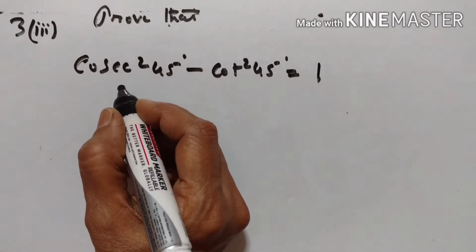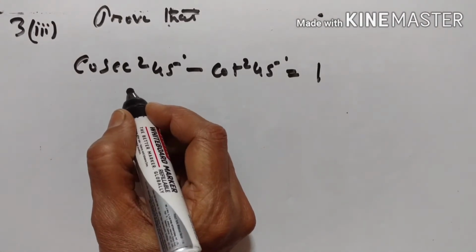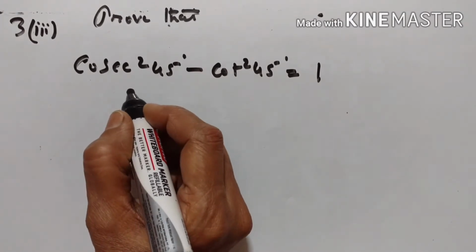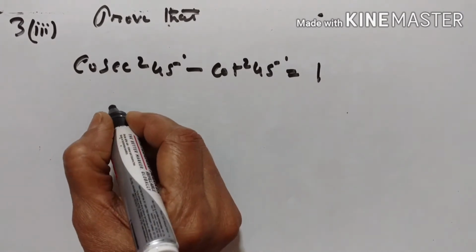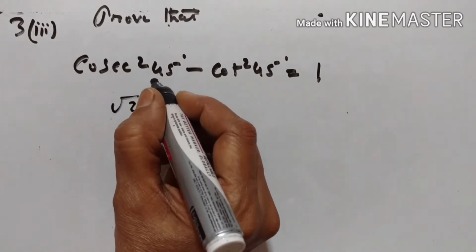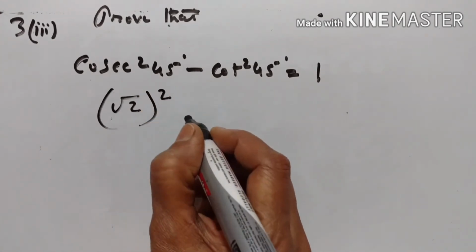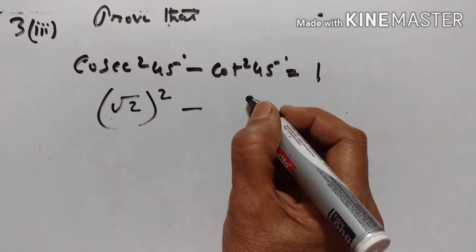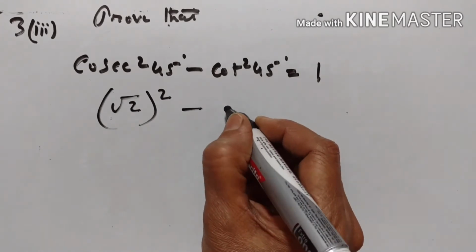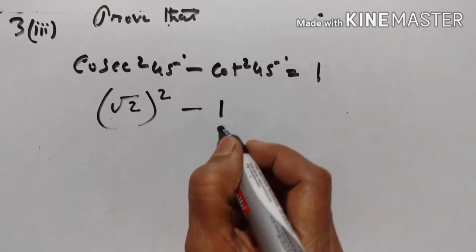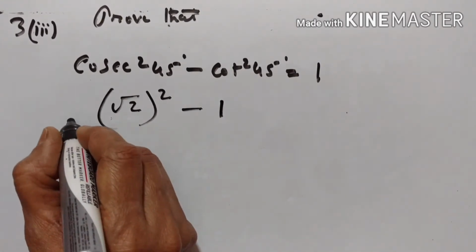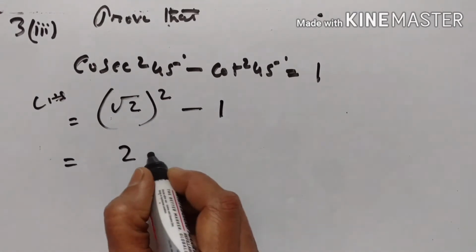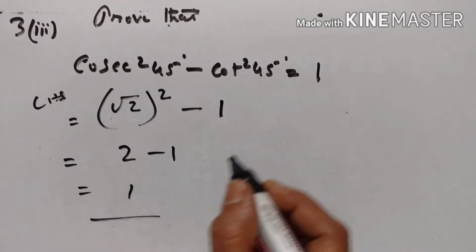Cosec is the reciprocal of sin. Sin 45 is equal to 1 upon square root of 2. So 1 upon square root of 2, reciprocal is equal to square root of 2. Cosec square, so square root of 2 squared, minus cot 45. Tan 45 is equal to 1, reciprocal is equal to 1, cot square 45 is equal to 1 squared. So this is equal to what? This is LHS. Square root of 2 into square root of 2 is equal to 2. 2 minus 1 is equal to 1. So LHS is equal to RHS.